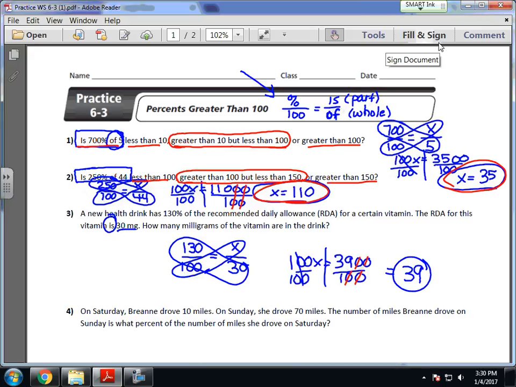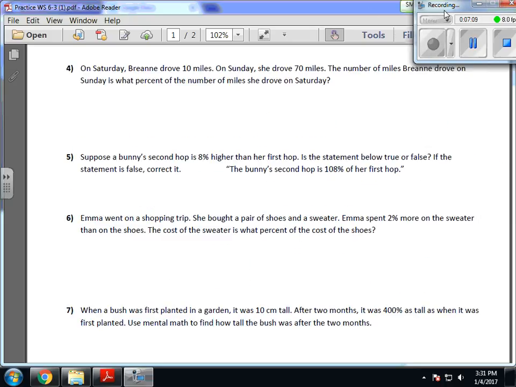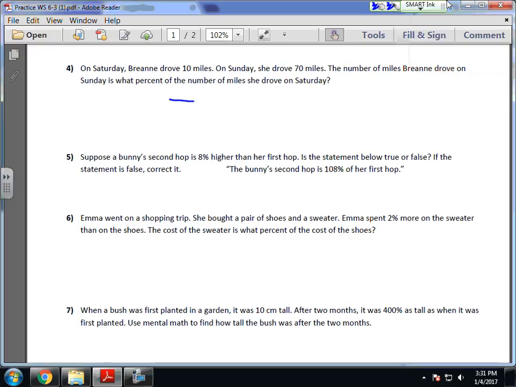All right, so let's take a look at number 4. Okay, number 4 says, on Saturday, Brianne drove 10 miles. On Sunday, she drove 70 miles. The number of miles Brianne drove on Sunday is what percent of the number of miles she drove on Saturday? So I'm going to go ahead and put this in. We'll write the 100 down here because it always goes there. All right, do I know the percent? No, I don't. It says what percent.